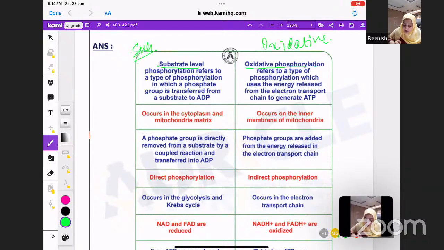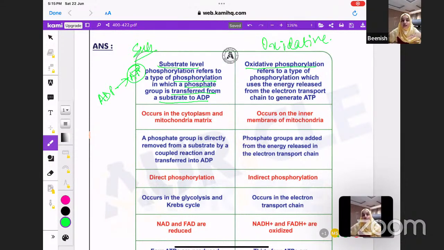So it says here, substrate level phosphorylation refers to a type of phosphorylation in which a phosphate group is transferred from substrate to ADP. Okay, so what is happening here in substrate level phosphorylation is that as and when the pathway is taking place, the products are changing into substrate. So from the substrate itself, a phosphate group is being transferred to ADP to form ATP. So you see, ATP is being generated at that level of the substrate itself.